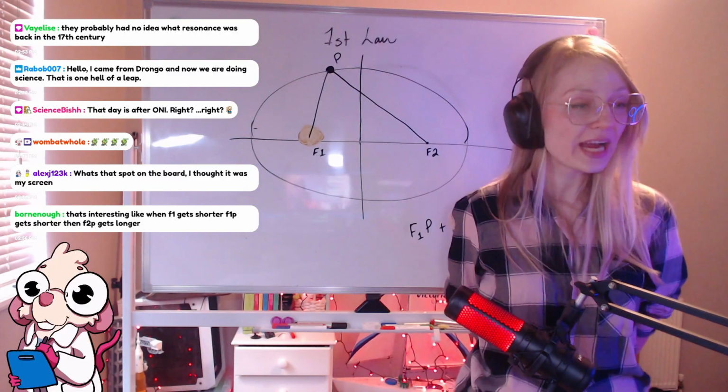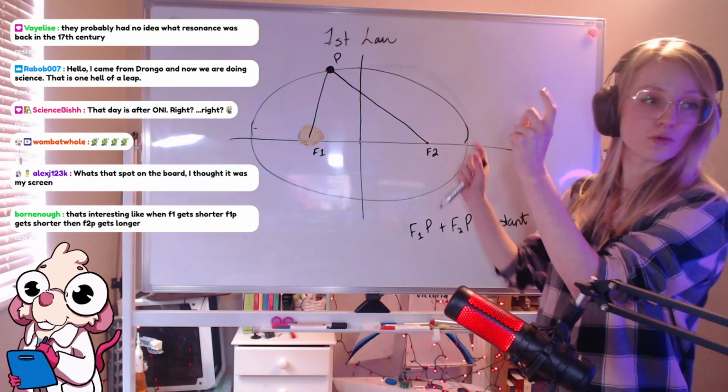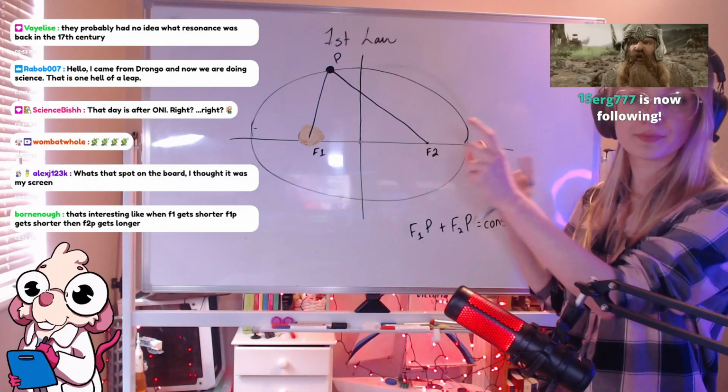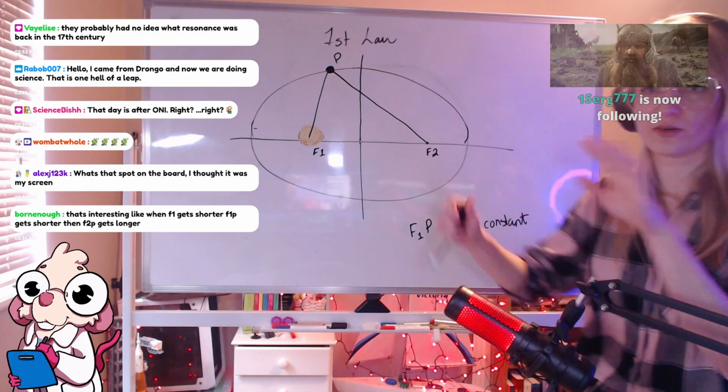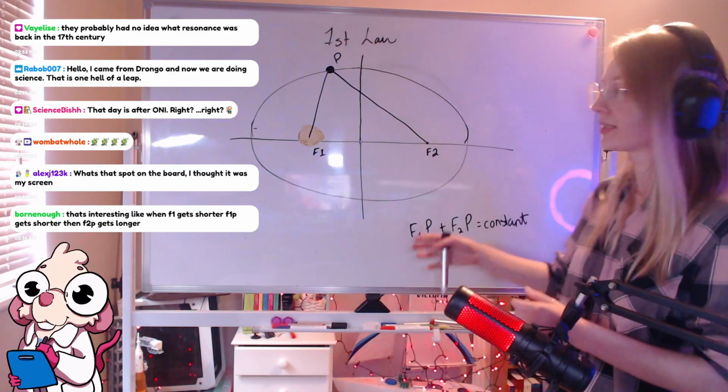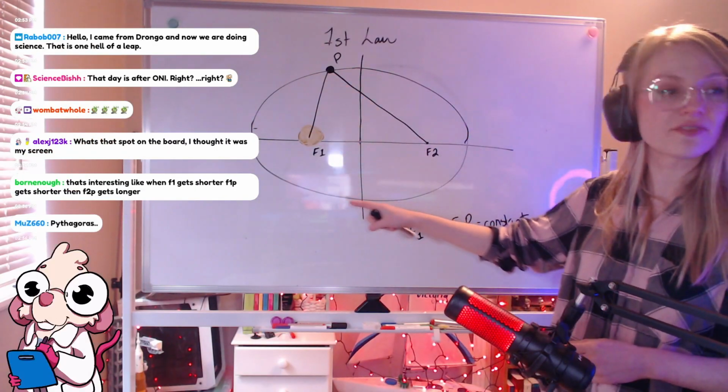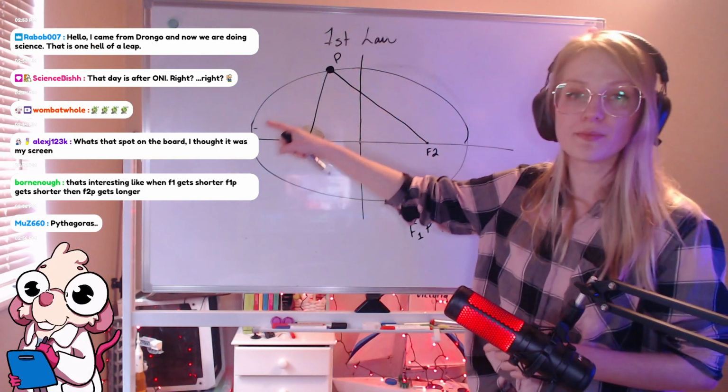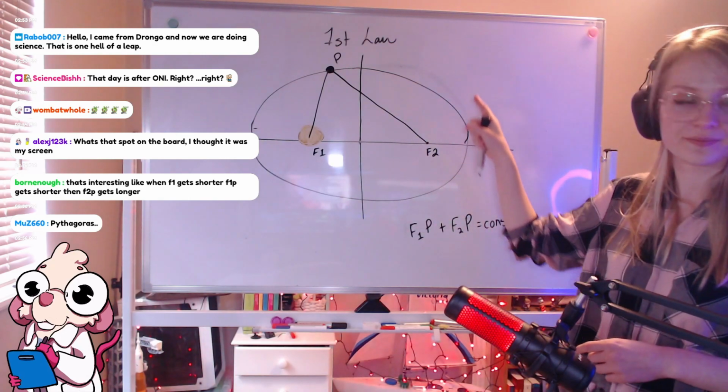Exactly, Born Enough. You're absolutely right. So as one gets shorter, the other one gets longer. But I don't know where the sex joke is in there. But the point is that the sum of them will always be constant at any given moment around these ellipses.